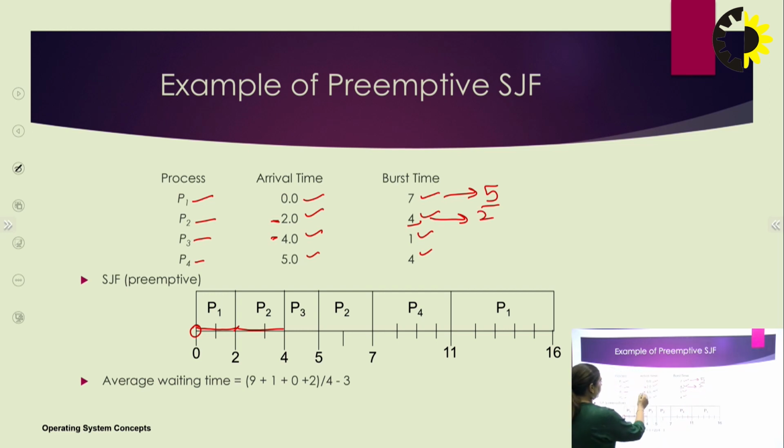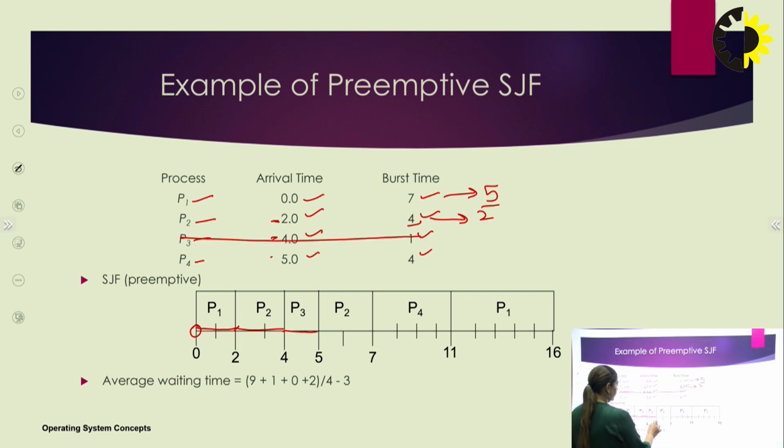Now, we see at 4 that P3 has arrived, which has a burst time of only 1, the shortest of these 3. So we will execute P3 now, right? P3 is executed till the next arrival time, 5. So this is complete now, okay?